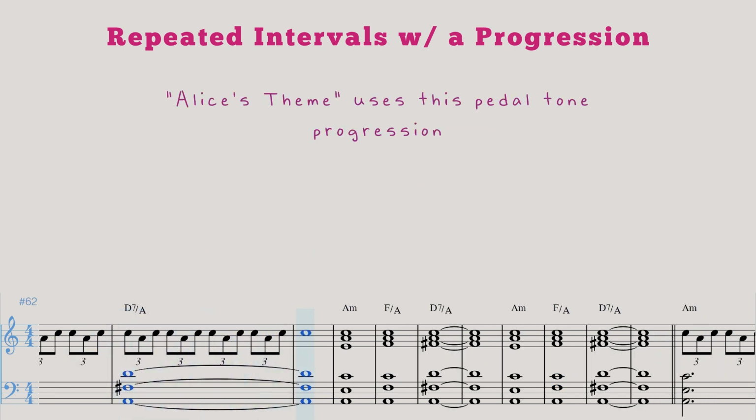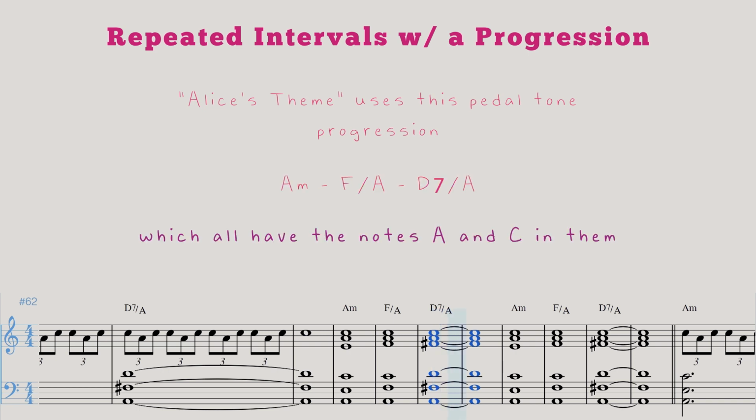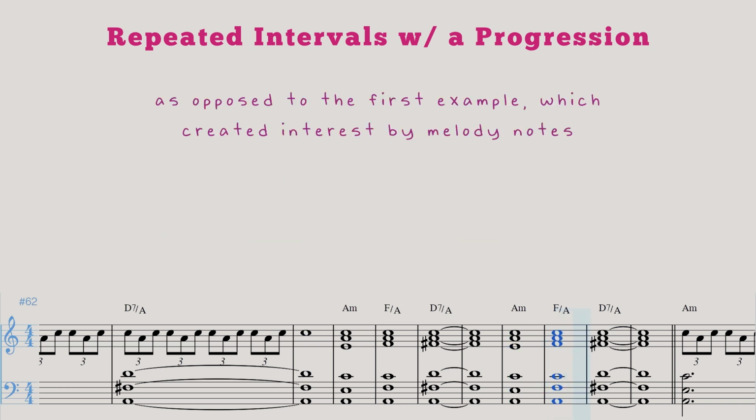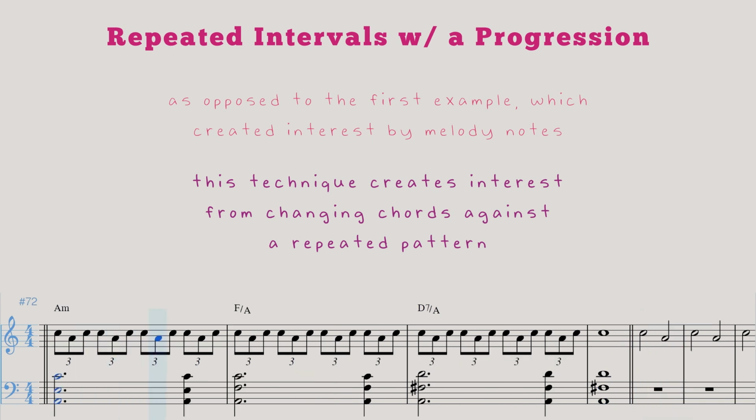Alice's theme uses this pedal tone progression: A minor, F major over A, and D7 over A, which all have the notes A and C in them. As opposed to the first example, which created interest by melody notes, this technique creates interest from changing chords against a repeated pattern.